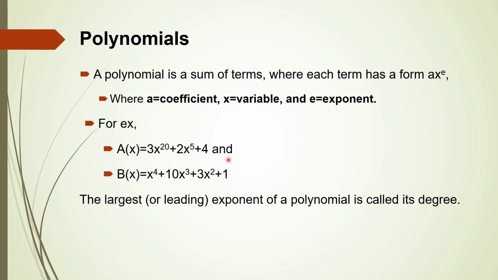One thing you should keep in mind is that with respect to the terms of a polynomial, x is a commonly available term, that is a variable. The leading exponent of a polynomial is called its degree. So with respect to the first polynomial, the degree is 20. With respect to the second polynomial, the degree is 4. The largest exponent of a polynomial is called its degree.